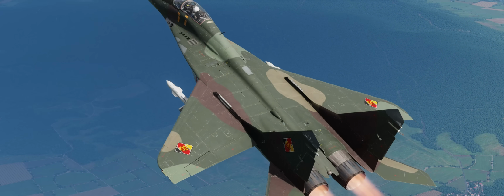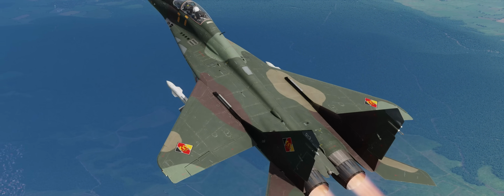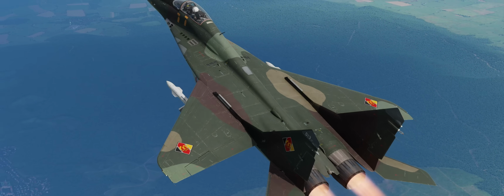The next piece of the mosaic is the missile simulation, and this new R-27 appears to be a very promising first step.